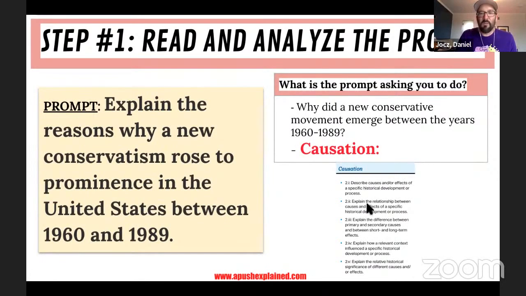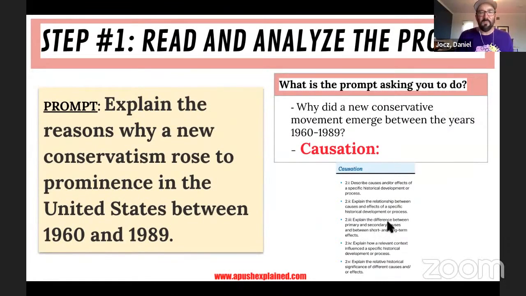The next one is explain the relationship between the causes and effects of a specific historical development or process. So what was the relationship between these different things? And then how did it play out in reality? This is really important. It's something that we're going to talk about in episode 5 when we get to the Civil War. Explain the difference between primary and secondary causes and between short and long-term effects.